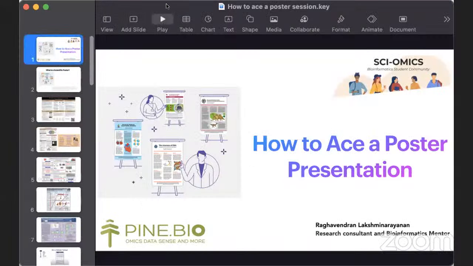So I want to have the first few slides as interactive as possible, so that we learn from a few examples what we can learn from observing some good posters, some bad posters, some posters that can be improved.